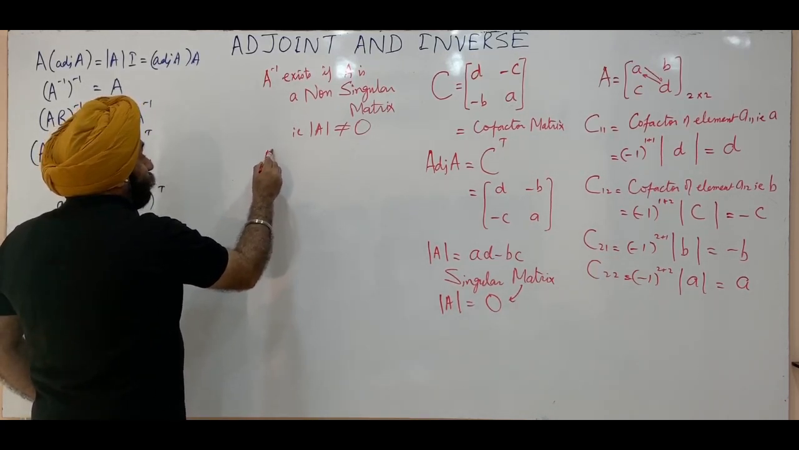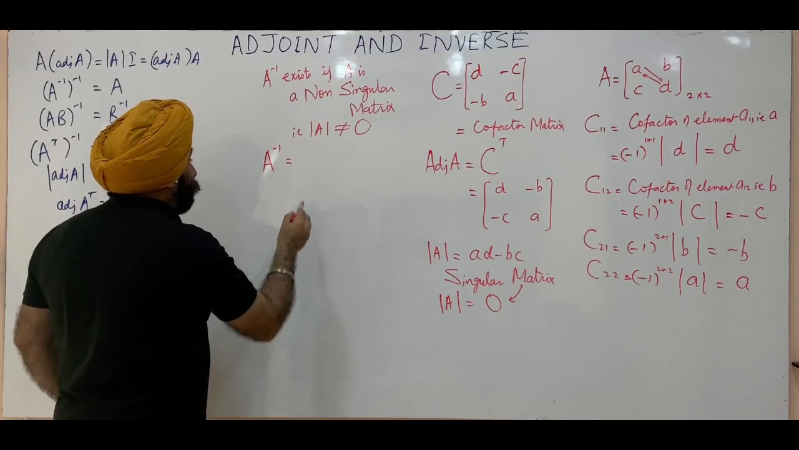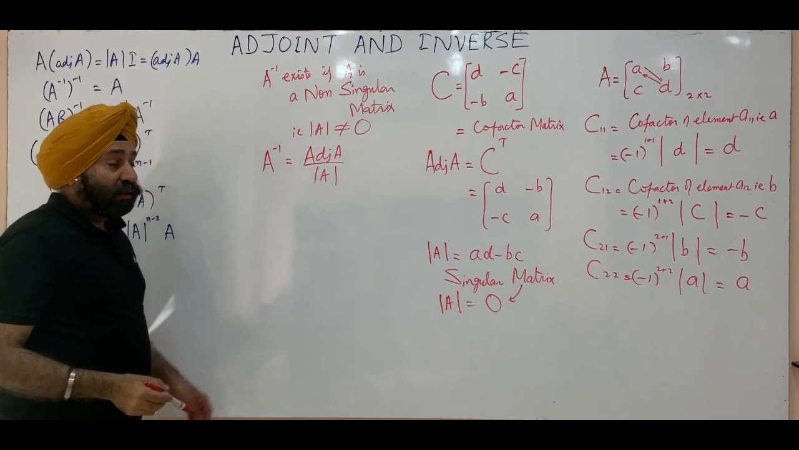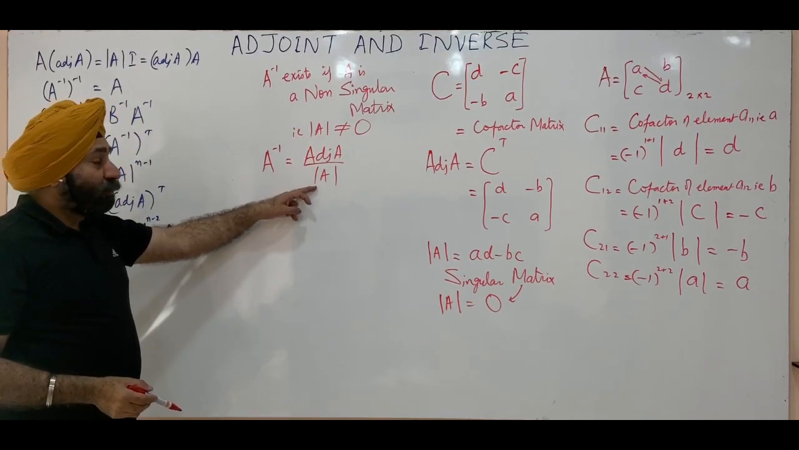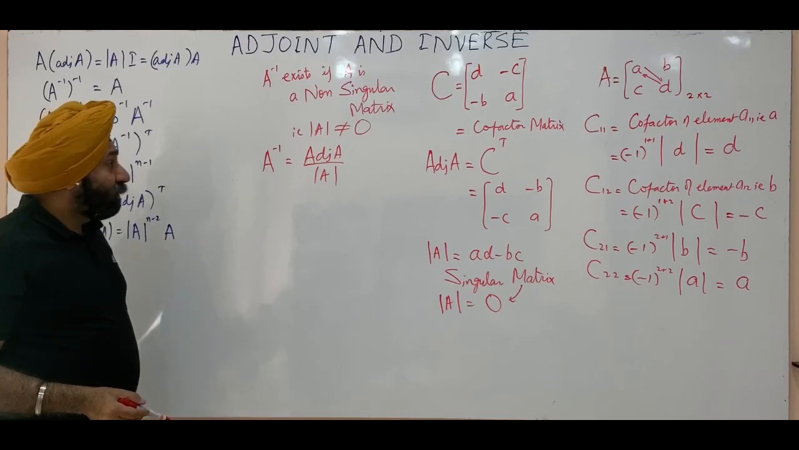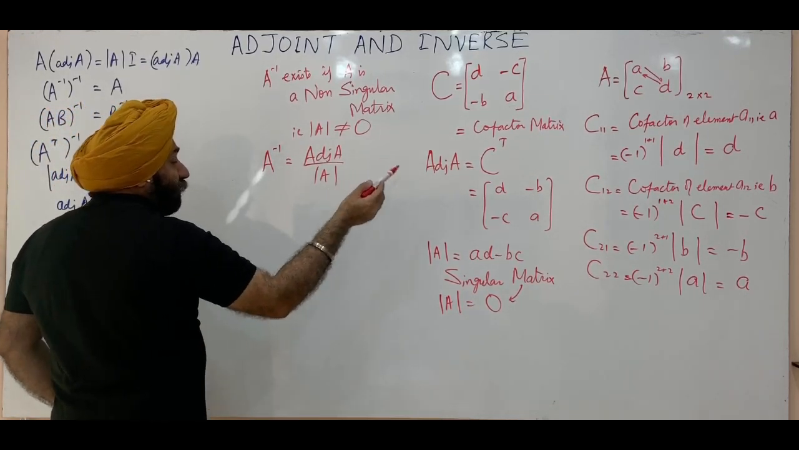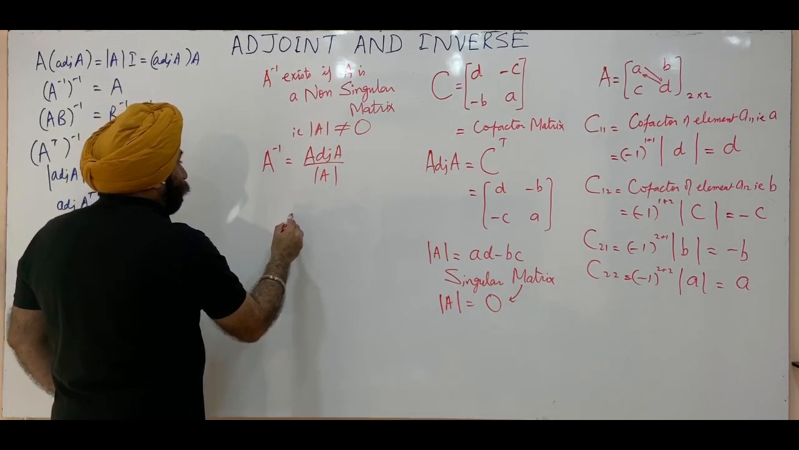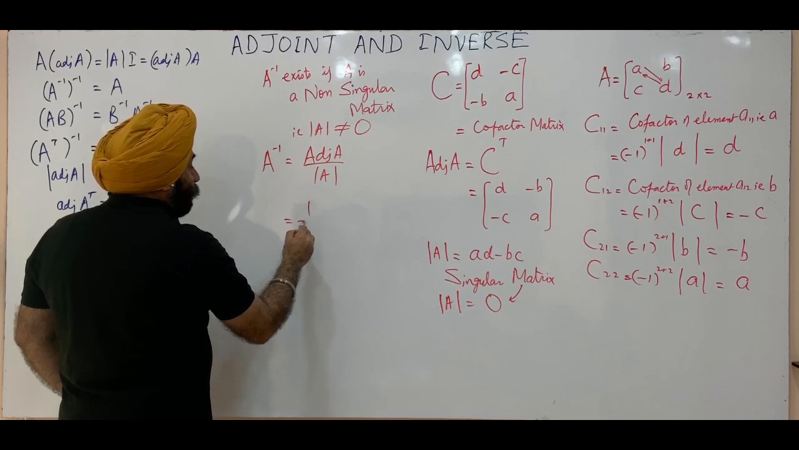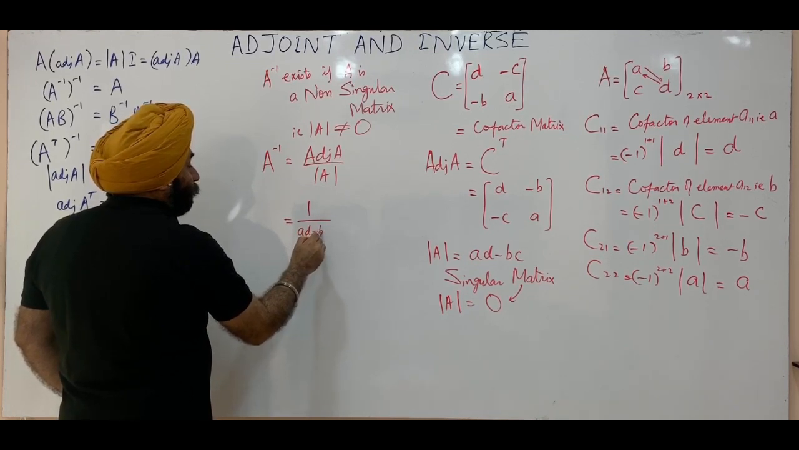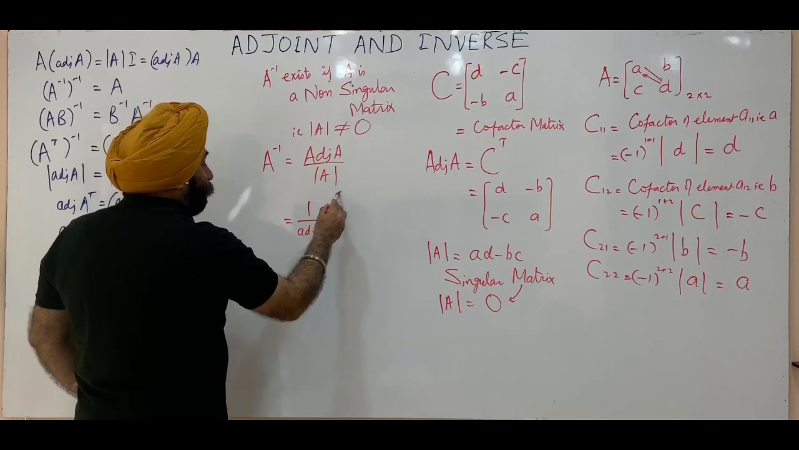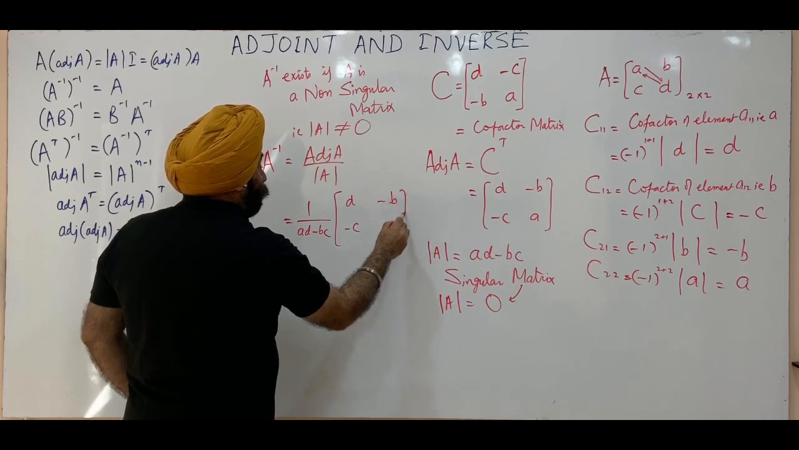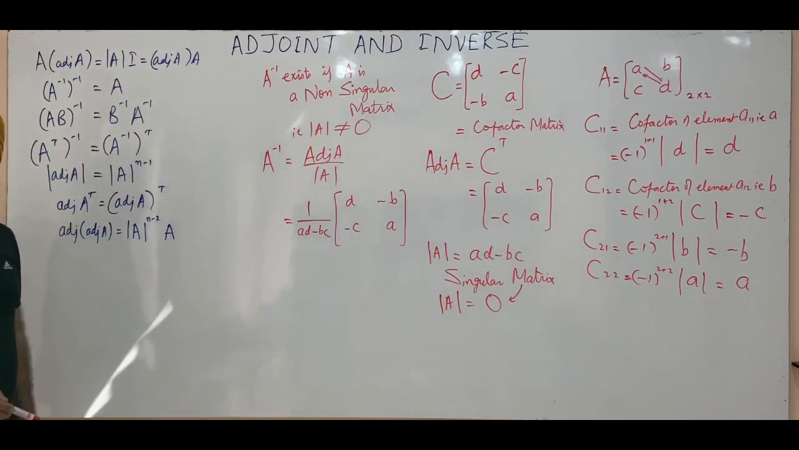For the inverse to exist, the matrix should be non-singular, that is, the determinant of A is not equal to 0. And what exactly is the inverse of A? This is defined as the adjoint of A upon the determinant of A. That is why the determinant of A should not be equal to 0, because the determinant of A is in the denominator. So if this is a non-singular matrix, then we can write 1 upon ad minus bc, this is the determinant of A, into the adjoint of A, with minus b, minus c, and so on. This is how we find out the inverse of A.